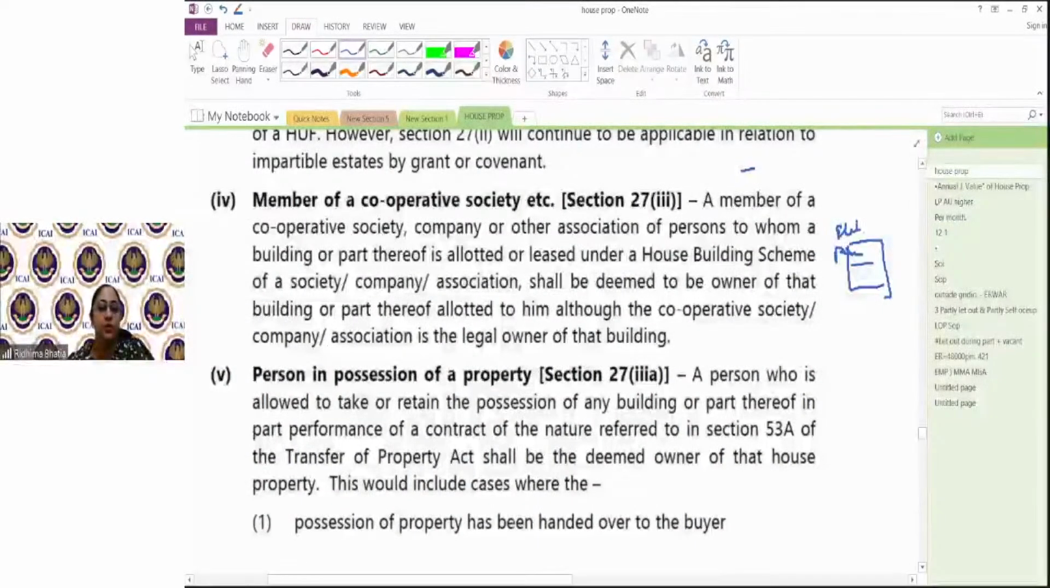Flat किसको मिल रहा है? Members को. रह कौन रहा है? Members. Who is getting the flats? Member. Who is staying in that property? Members. But the property legally is in the name of the cooperative society. Members are enjoying the benefit of the property because of them being the member.